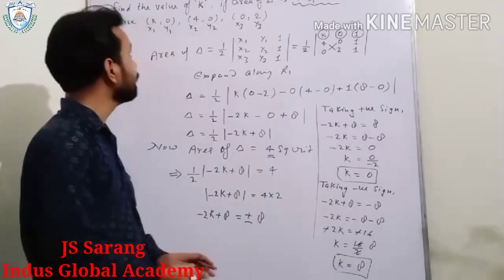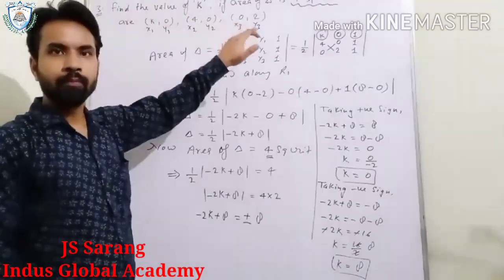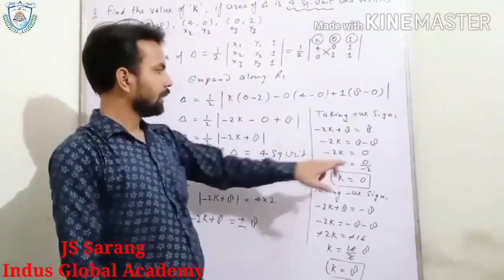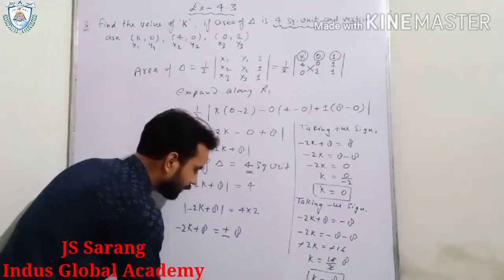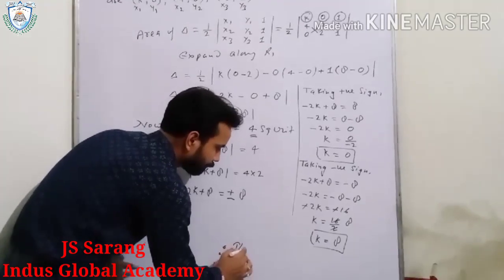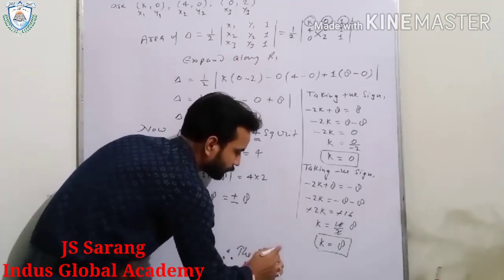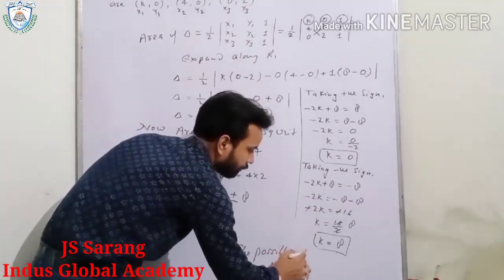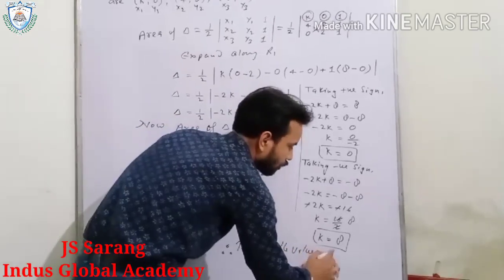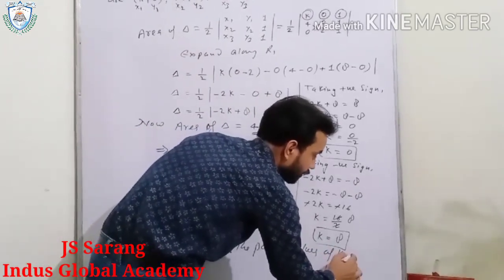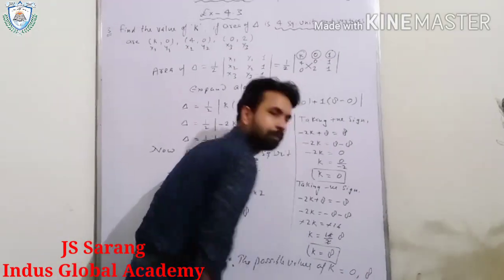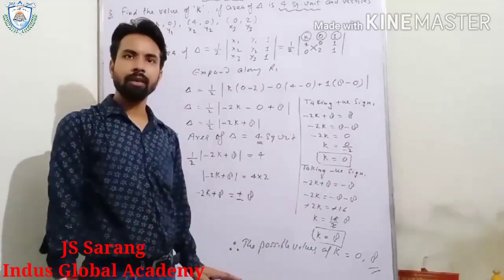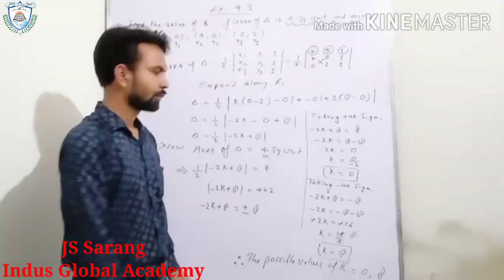Question is asking to find the value of k. So here the value of k is either 0 or 8. So at last you have to write, hence the possible values of k equal 0 or 8. Hope it is clear to everyone. Understood? Good.